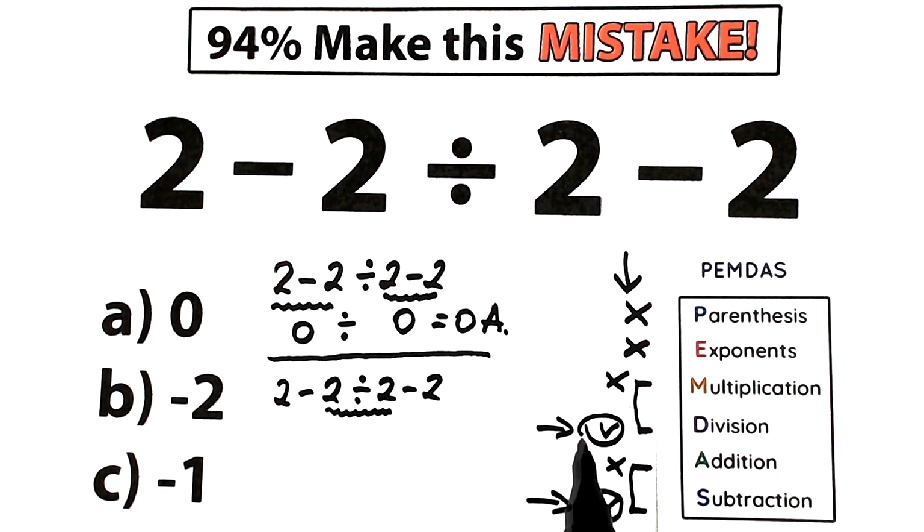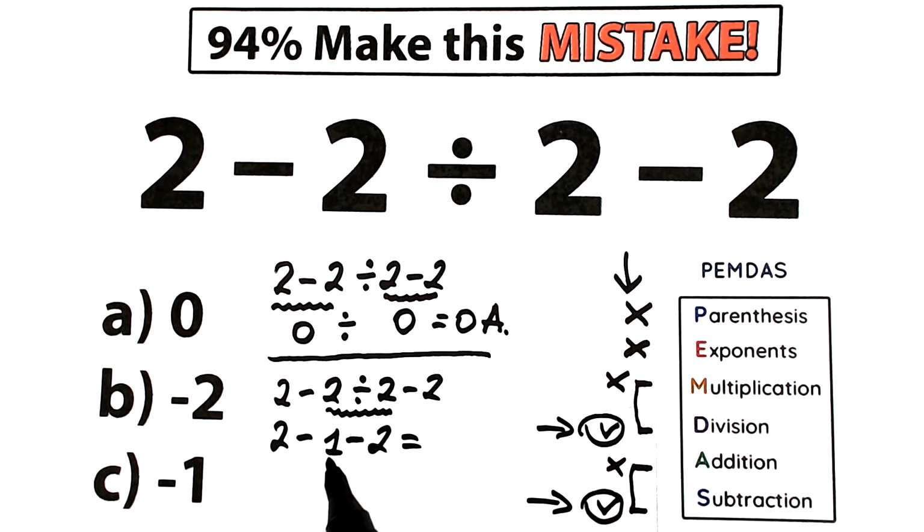We have division at first because we need to start from this division. We have 2 minus 2 divided by 2 equal to 1, and minus 2. And the last step, subtraction. As you can see right here we have subtraction, so we have 2 minus 1, we have 1, and 1 minus 2, we have minus 1. And as you can see, we have option C.